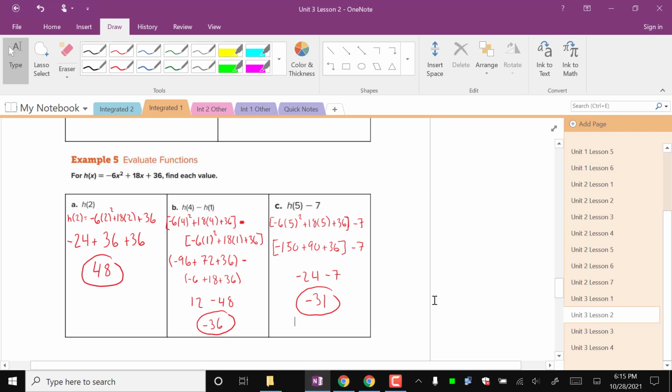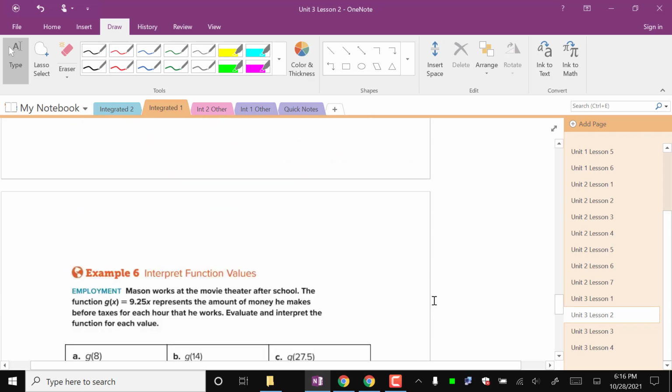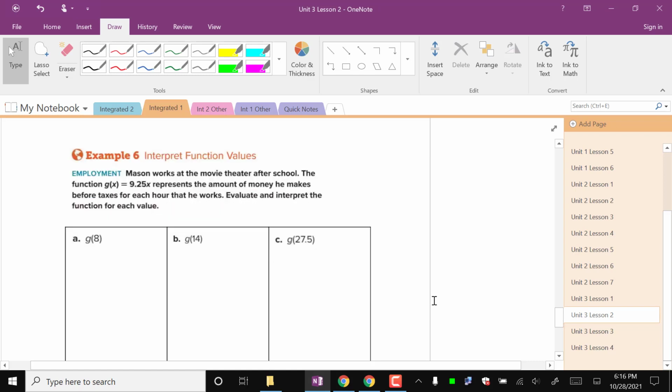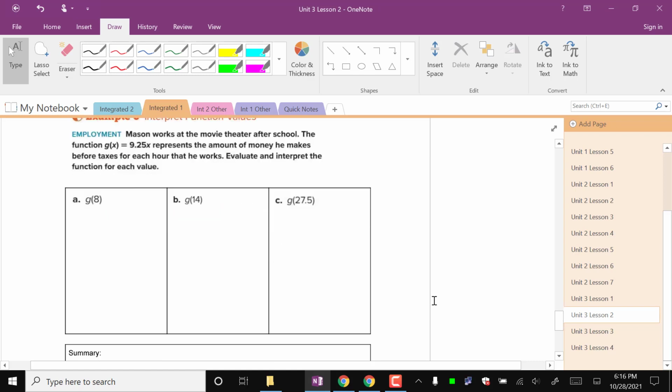Let's take a look at one more example. So we have example 6. Mason works at a movie theater after school. The function g of x equals 9.25x represents the amount of money he makes before taxes for each hour he works. Evaluate and interpret the function for the given value. So the first one, we're going to go g of 8 equals 9.25 times 8. So multiply 9.25 times 8, and we get 74.